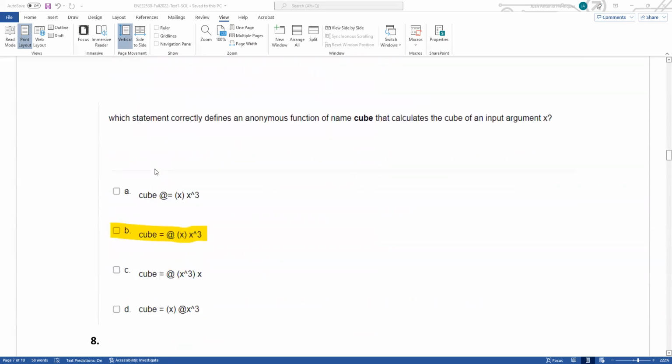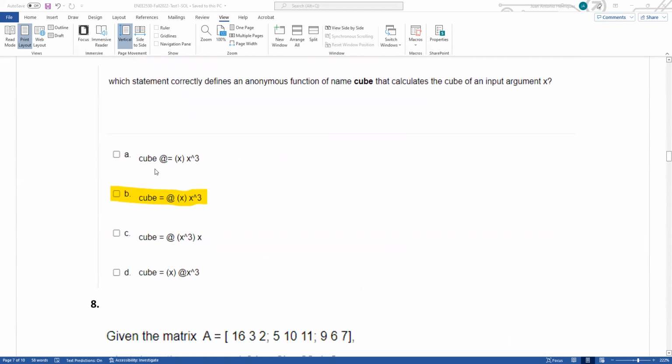The next one says, which statement correctly defines an anonymous function of name cube that calculates the cube of an input argument x? Well, by process of elimination, of course, the answer here is indicated, but I'm going to go through the ones that are not correct. And the first one here is, of course, incorrect because the at symbol is in the wrong location. The at symbol should be followed by the equal symbol.